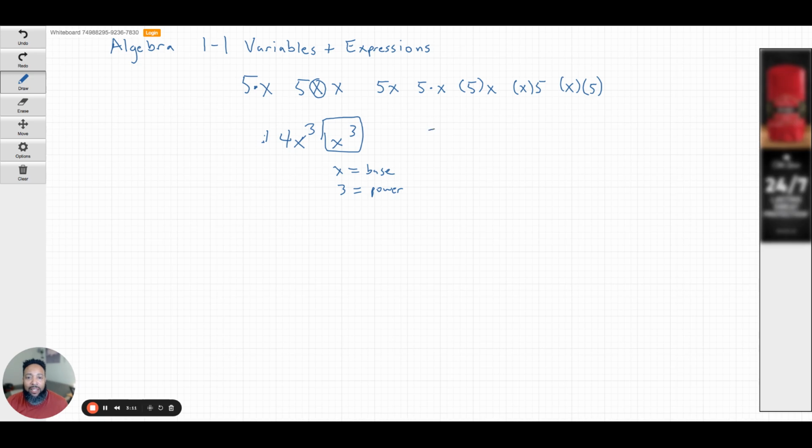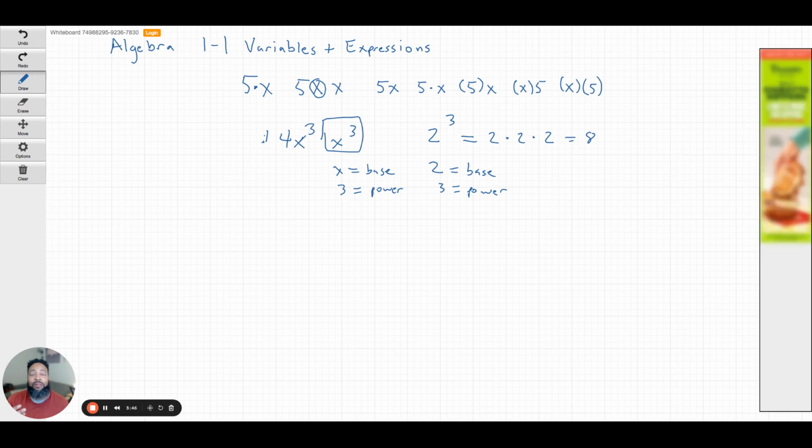And say that x could be 2. So if we say 2 to the 3, that is basically 2 times 2 times 2. You're multiplying 2 by itself 3 times. 2 times 2 is 4, times 2 is 8. So 2 to the third power is 8. So in this case, your 2 would be your base, and your 3 would be your power. So we've talked about variables, expressions, base, and power.